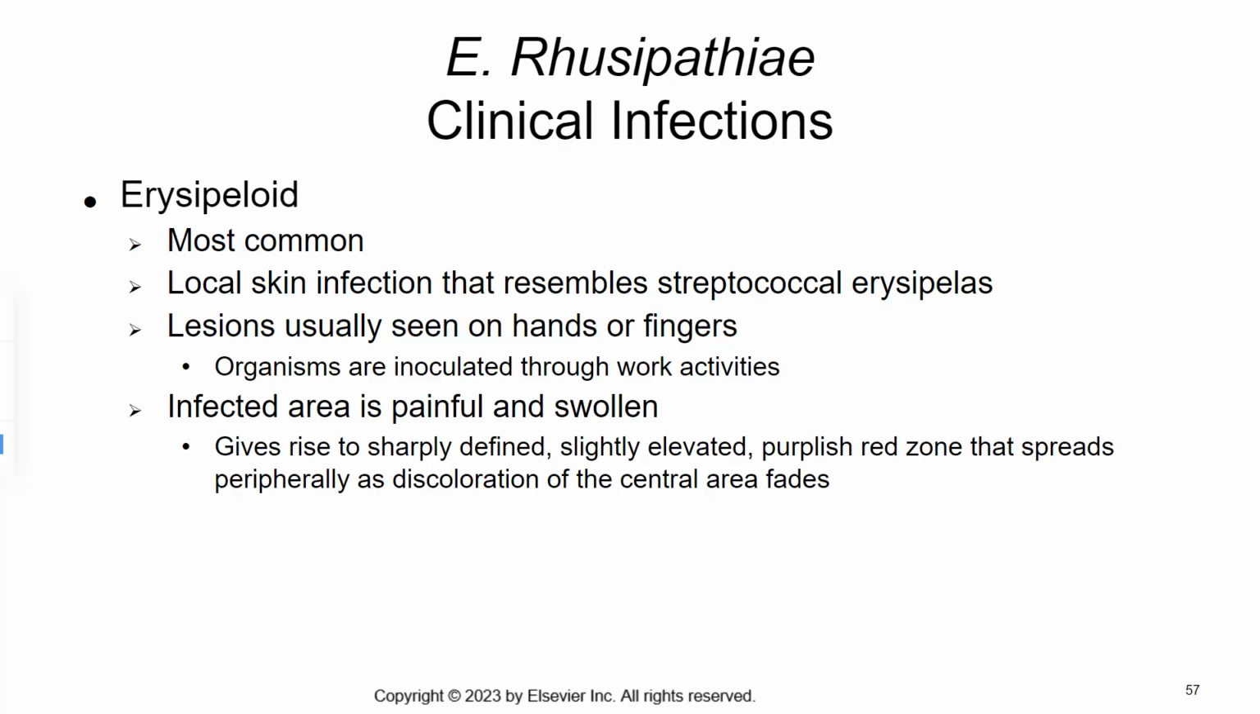Erysipeloid is the most common local skin infection and resembles streptococcal erysipelas. Lesions are usually seen on the hands or fingers. Organisms are inoculated through work activities. The infected area is painful and swollen and gives rise to a sharply defined, slightly elevated purplish red zone that spreads peripherally as discoloration of the central area fades.